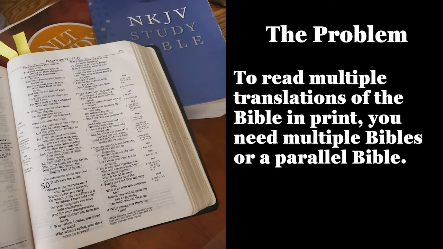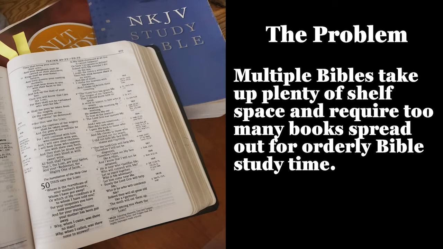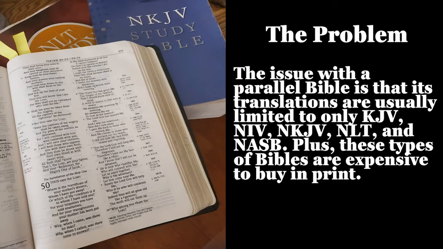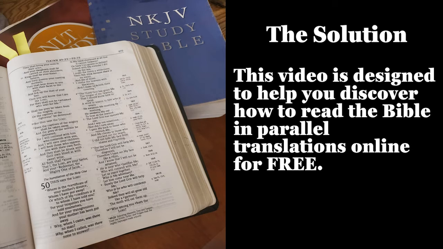And the main problem with that is when in print, we usually have multiple translations, but they take up a lot of shelf space, and we really have to have that in multiple books, and so that takes up space. That also takes up time, and we're all spread out all over the place. And if we do get a translation that is a parallel Bible, they're usually limited and they're expensive. So here's a solution. Let's look at looking online.